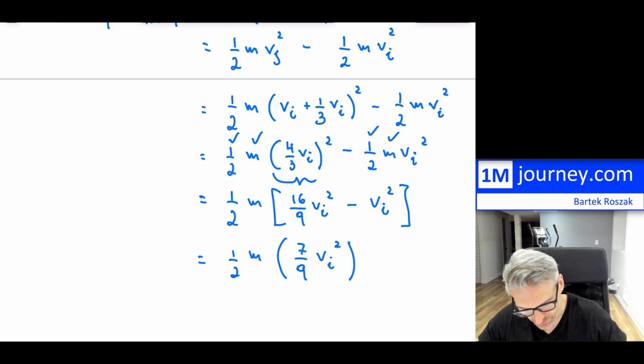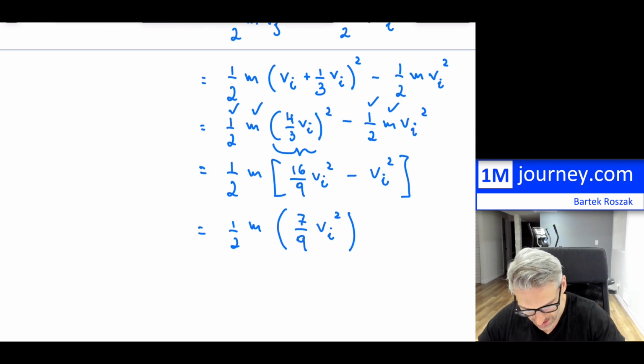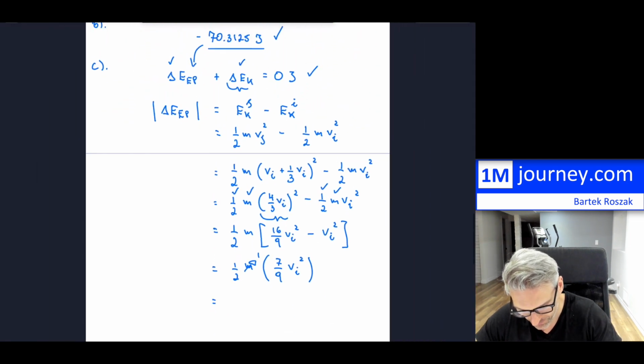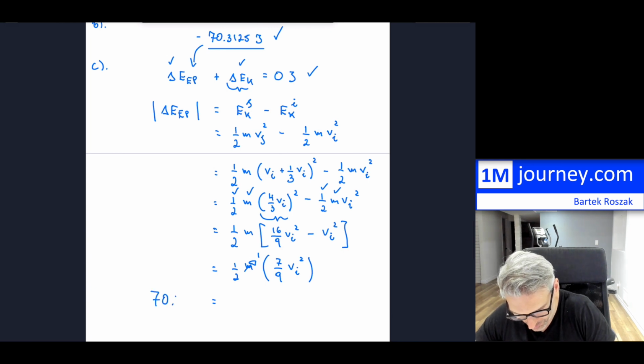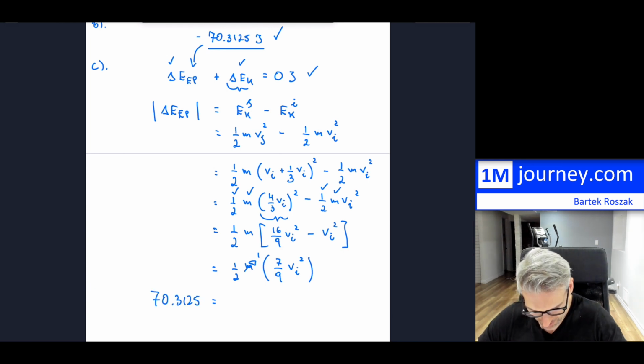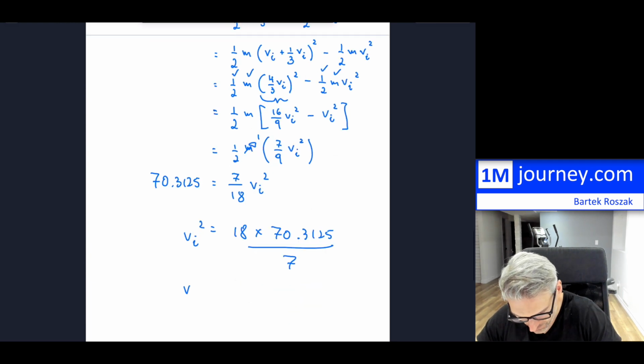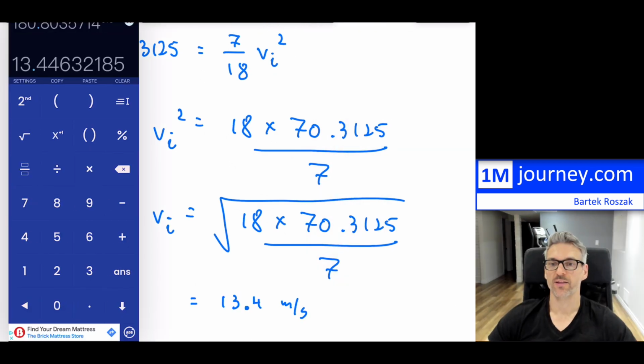And now you can go ahead and substitute m is equal to 1, so that's gone. Our change in energy that we had, I'm going to keep all the decimal places here, is 1/2, so that's going to be 7 over 18 V initial squared. And there you have it. So now you can go ahead and solve. V initial squared is equal to, there you have it. All right, so that's how you would solve this one.